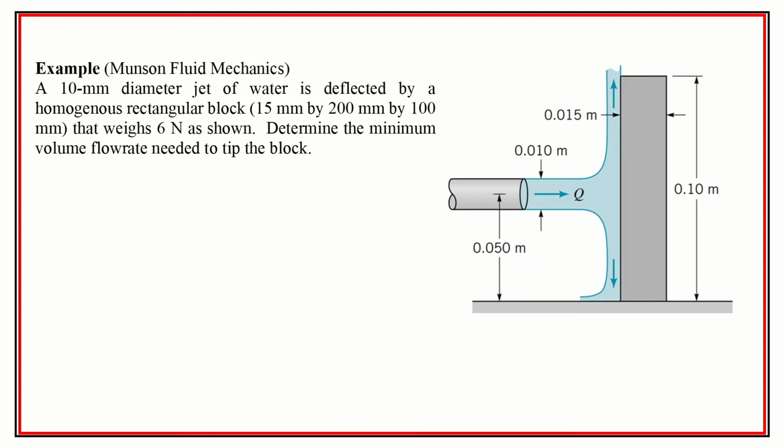So we have a 10 millimeter diameter jet of water that is deflected by a homogeneous rectangular block, which is 15 millimeters by 200 millimeters by 100 millimeters. I think the 200 millimeters must be side to side. And the block weighs 6 newtons. Determine the minimum volume flow rate needed to tip the block over.